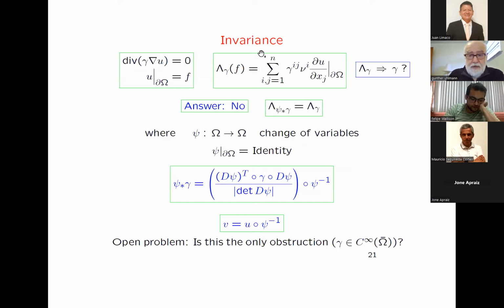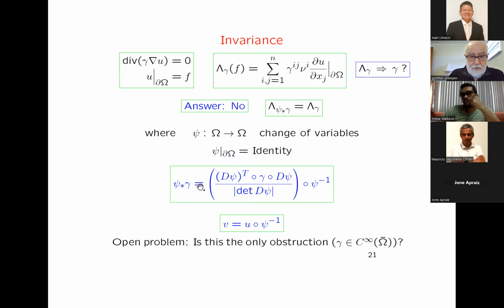There is an invariance here. If you take the same equation as before, you take something which is called the push forward of the conductivity. It gives you exactly the same observation, where psi is any change of variables, which is the identity on the boundary. Any diffeomorphism which is the identity on the boundary.